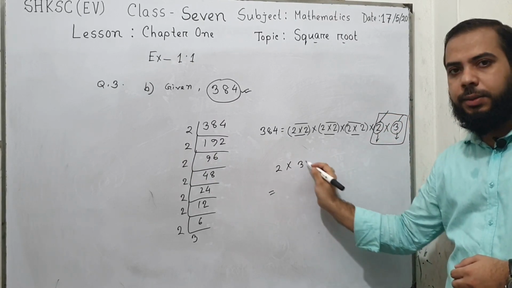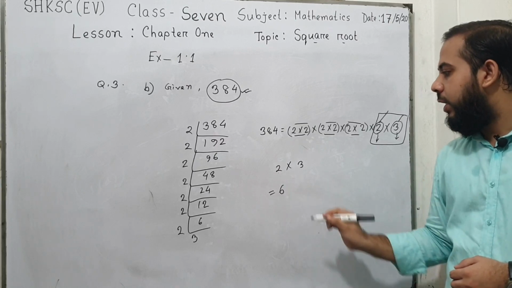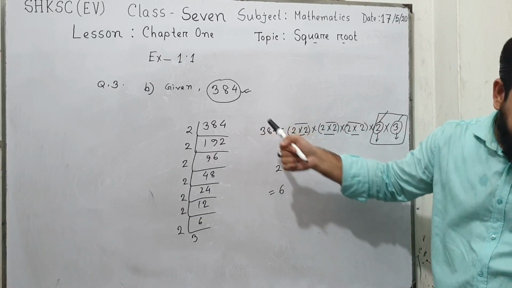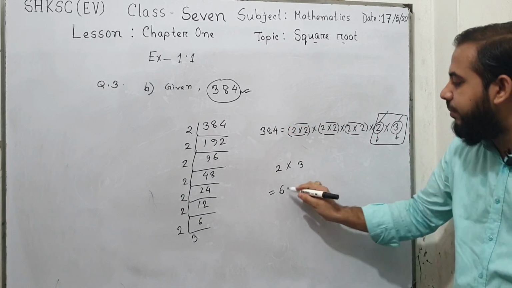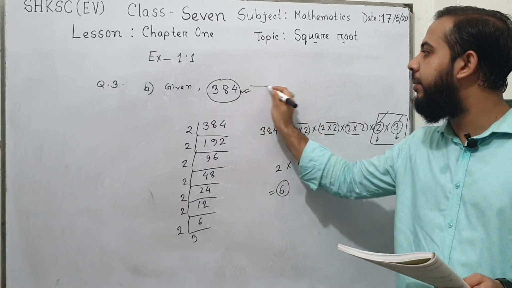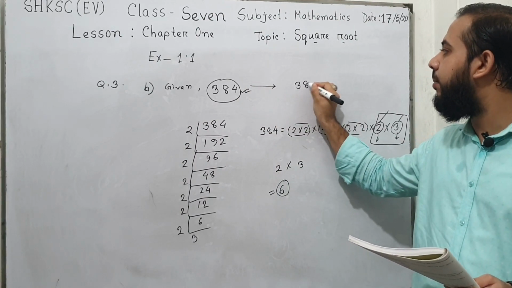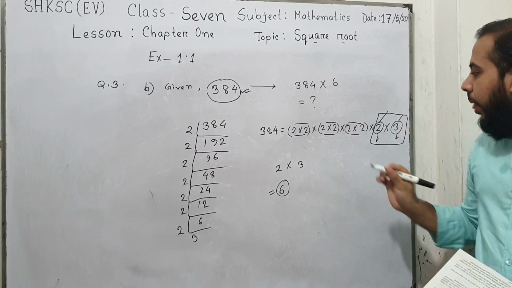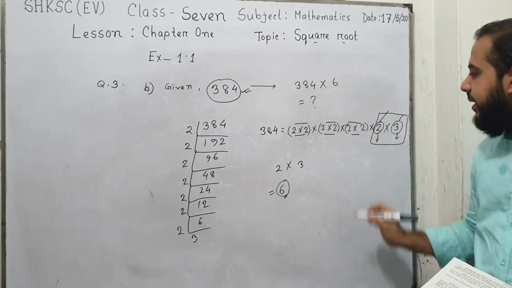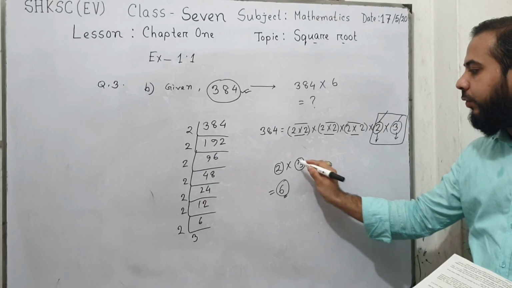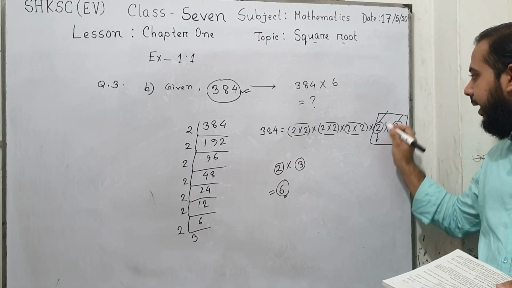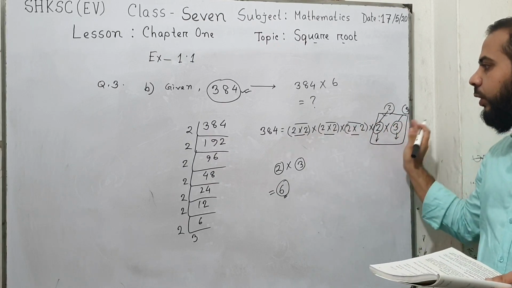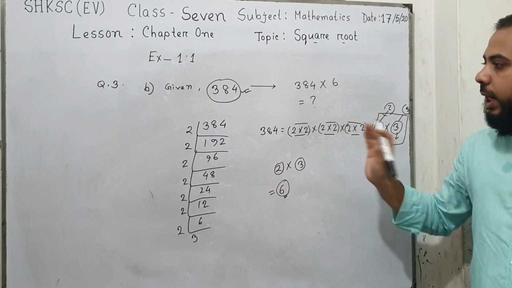The total amount is 2 times 3, which is 6. So if we multiply this number by 6, minimum 6, we can get a perfect square number. How? If we multiply this number by 6, we will get a 2 and a 3. So if we multiply this by another 2 and another 3, this will also be a perfect square number. So the whole number will be a perfect square like this.